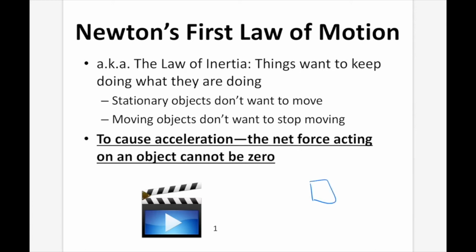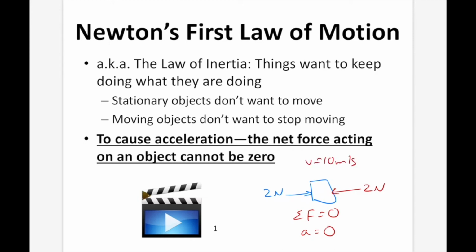So if you have a block, and you're pushing it one way with 2 newtons of force, and someone else is pushing the other way with 2 newtons of force, the net force is going to equal 0, and therefore acceleration is going to be 0. That doesn't mean that motion is 0. If it's already traveling at 10 meters per second, it's going to keep traveling at 10 meters per second in the direction that it's already moving, but it will not accelerate.